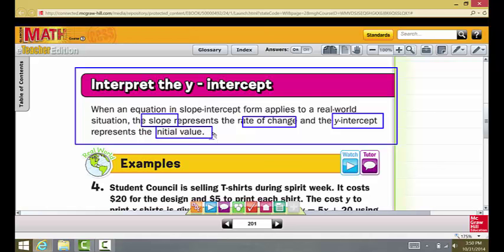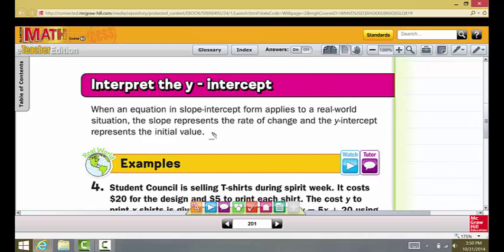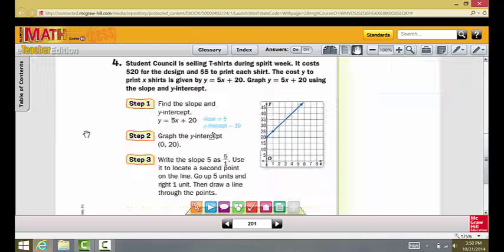Okay, so now let's take a look at what that means when we apply it to a real-world problem. So here's our real-world problem. The student council is selling T-shirts during Spirit Week. It costs $20 for the design, and it costs $5 to print each shirt. The cost, Y, to print X shirts is given by the equation Y equals 5X plus 20. Now they want us to graph Y equals 5X plus 20 using the slope and the Y-intercept.